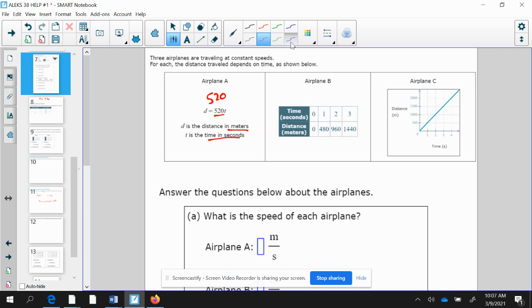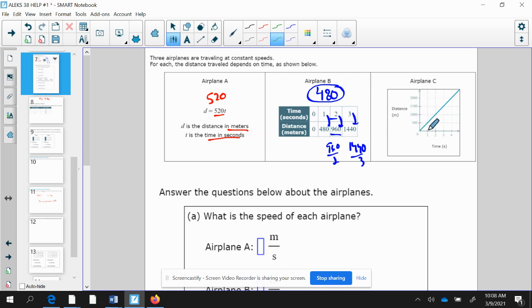But here, it doesn't really tell us, so we have to see if these are all in direct proportion. If we divide each of these, the distance divided by the time, 960 divided by 2, or 1440 divided by 3, or 480 divided by 1, the constant of proportionality here is 480, or the other way to put this is 480 meters per second. It's pretty fast. Well, we know it's fast because it's an airplane.